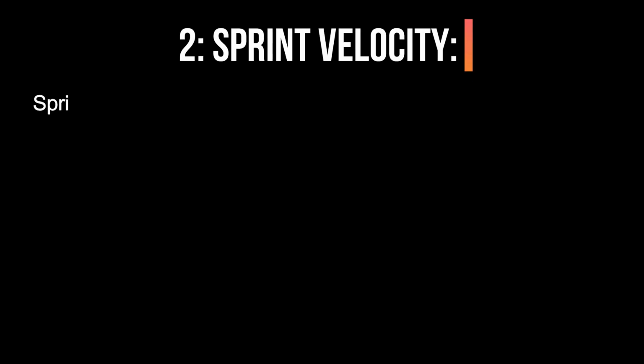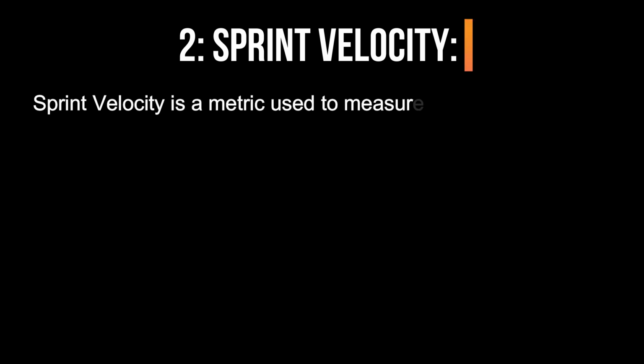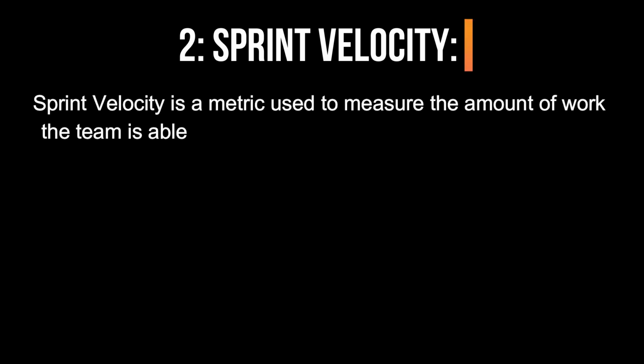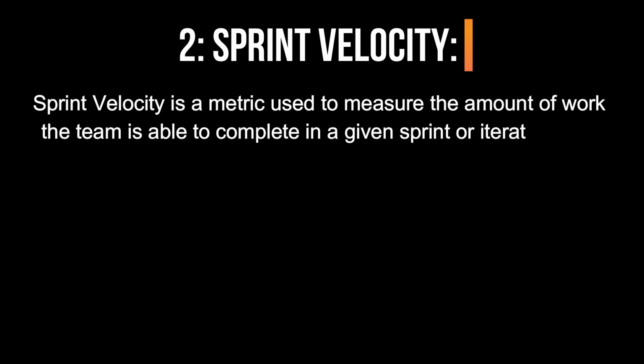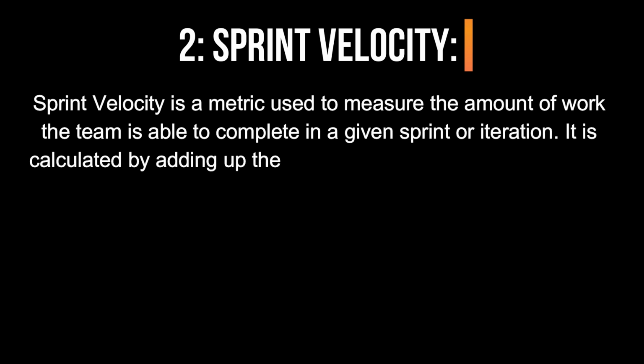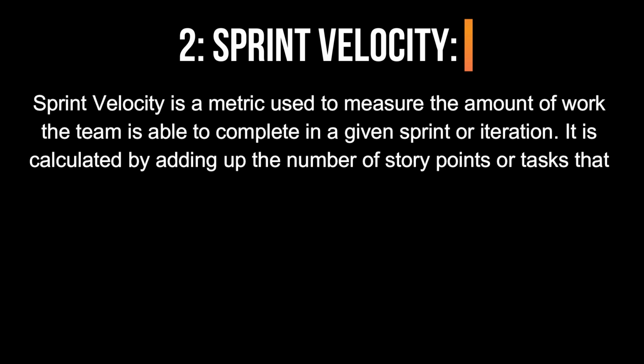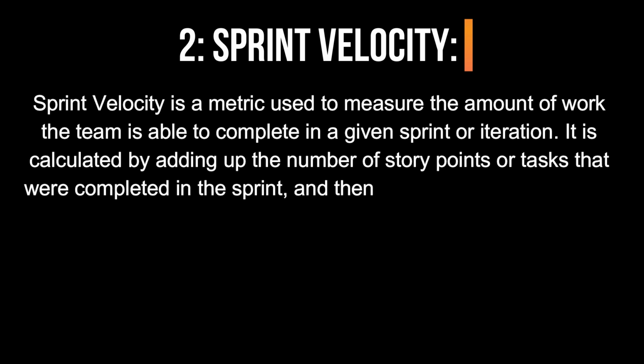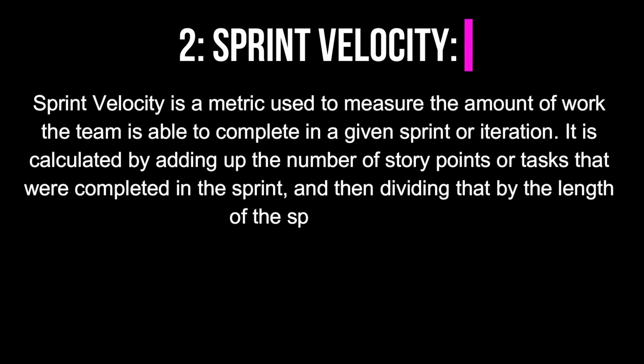2. Sprint velocity. Sprint velocity is a metric used to measure the amount of work the team is able to complete in a given sprint or iteration. It is calculated by adding up the number of story points or tasks that were completed in the sprint, and then dividing that by the length of the sprint in days.